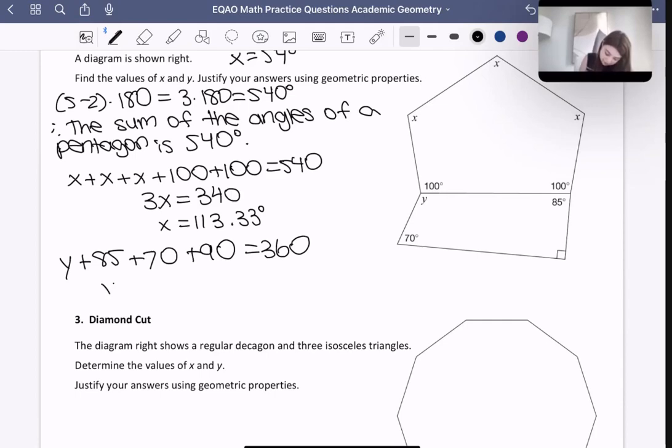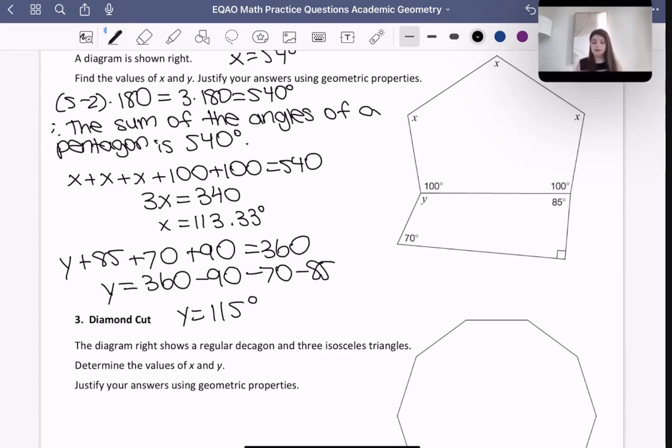So therefore, y is equal to 360 minus 90 minus 70 minus 85. So let's plug that in. So 360 minus 90 minus 70 minus 85, which is 115 degrees. And there we go. Awesome.